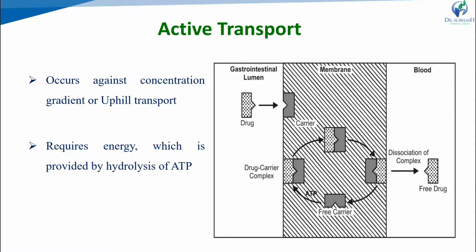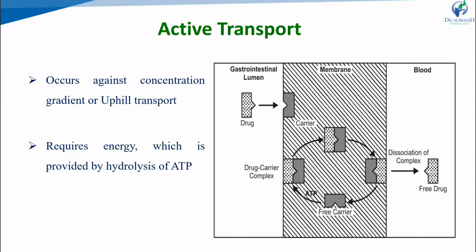Why? Because active transport goes against the concentration gradient, which means it goes from low to high concentration regions. In diffusion the drug moves from higher concentration to lower concentration. In active transport it goes against the concentration gradient, low to high. So it is uphill transport, and to go against the concentration gradient it requires energy, and the energy source comes from ATP.